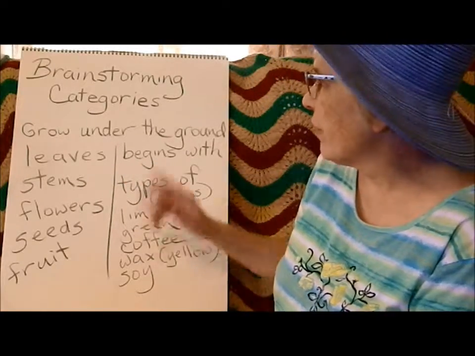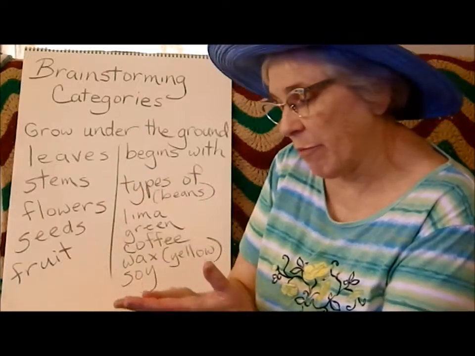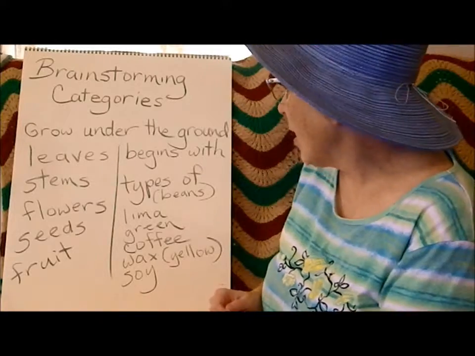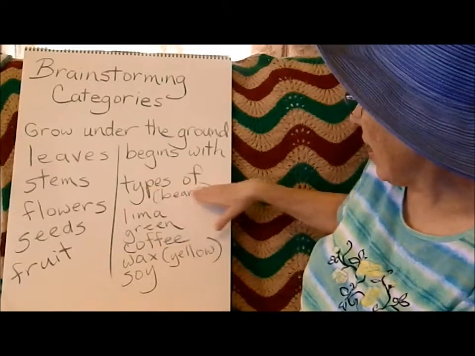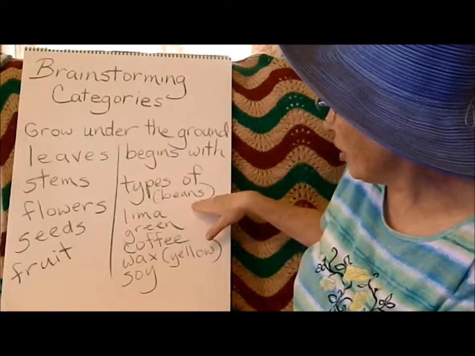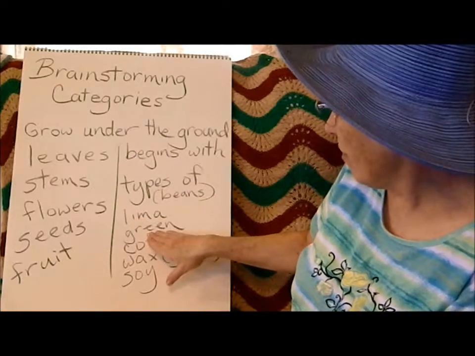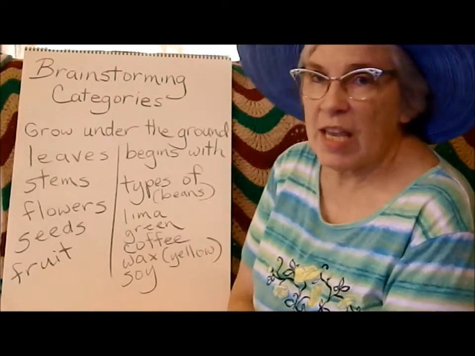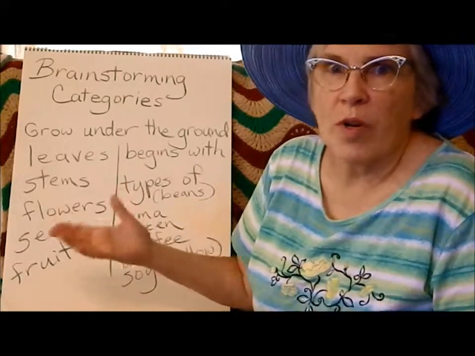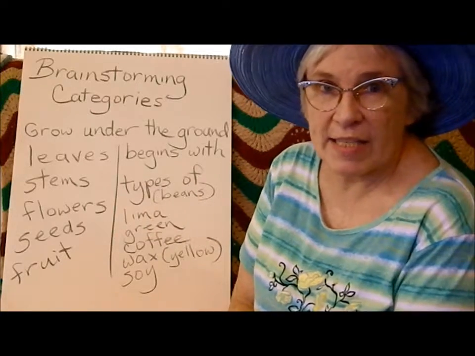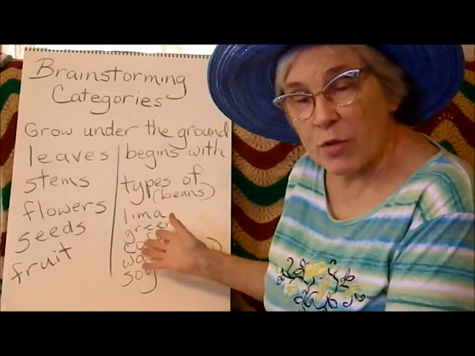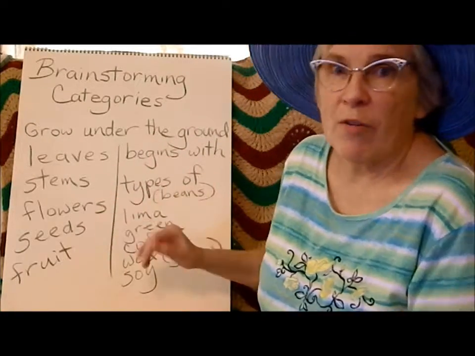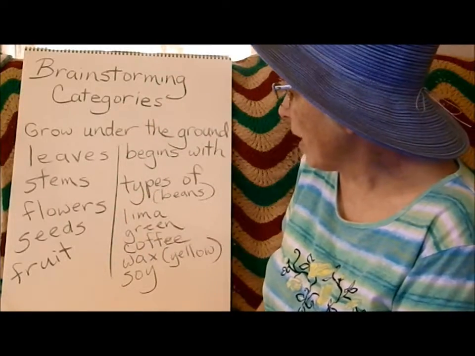Or I could use one of those general terms that I thought of, like beans or squash, and instead of just saying beans or squash, I could think of the different types. Look at how many different types I came up with for just beans. Lima beans, green beans, coffee beans, wax or yellow beans, soybeans, and you could keep going on and on and get more and more different kinds or varieties of beans. So that's another way to expand your ability to think of more and varied ideas when you're brainstorming.